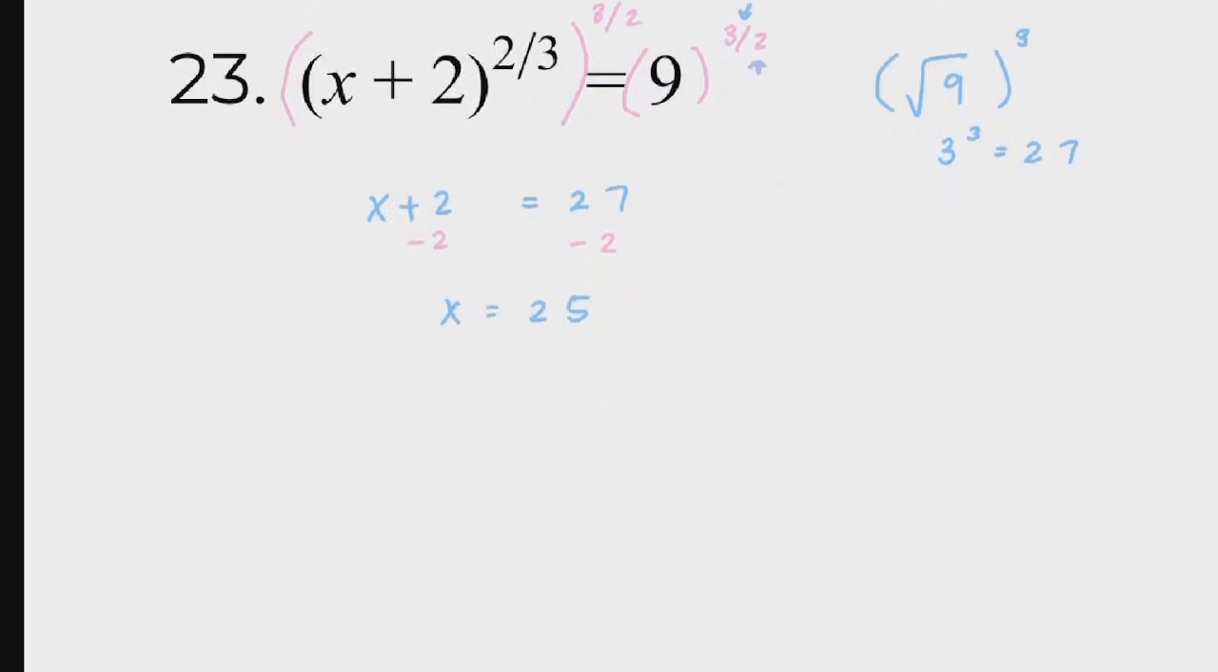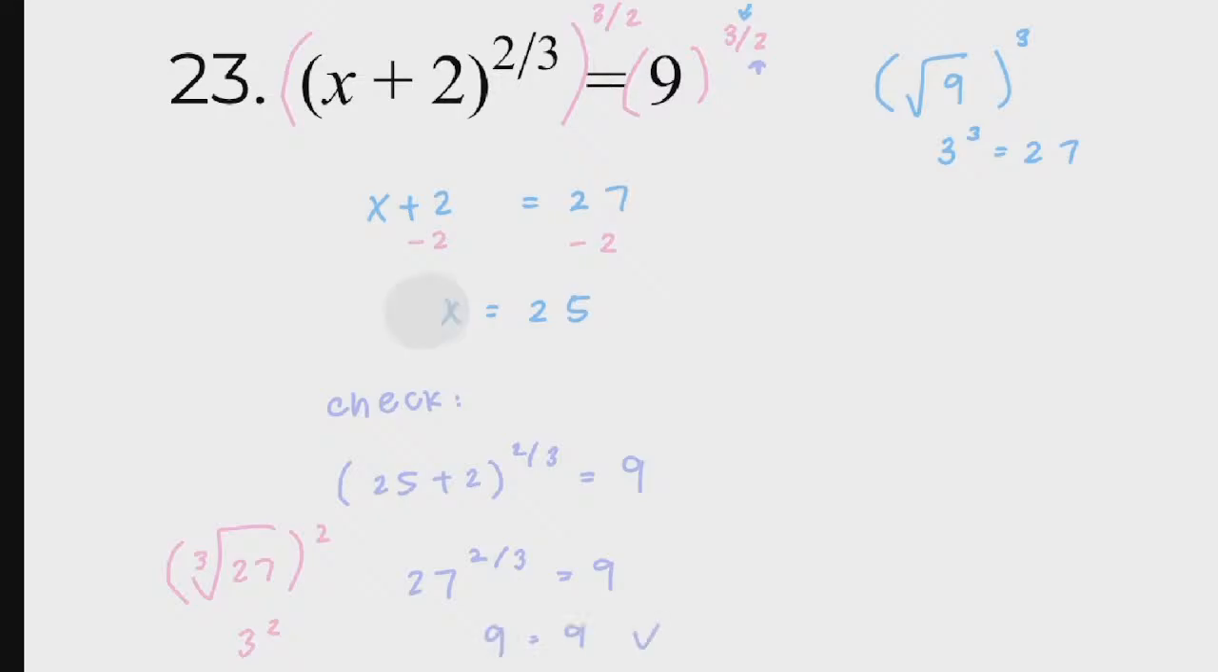And for this one, we want to check as well. So we have 25 plus 2 to the 2 over 3 power equals 9. 25 plus 2 is 27. And 27 to the 2/3 power means cube root of 27 and then squared. So the cube root of 27 is 3, and 3 squared is 9. So we get 9 equals 9, which is true. So that means 25 is the solution.